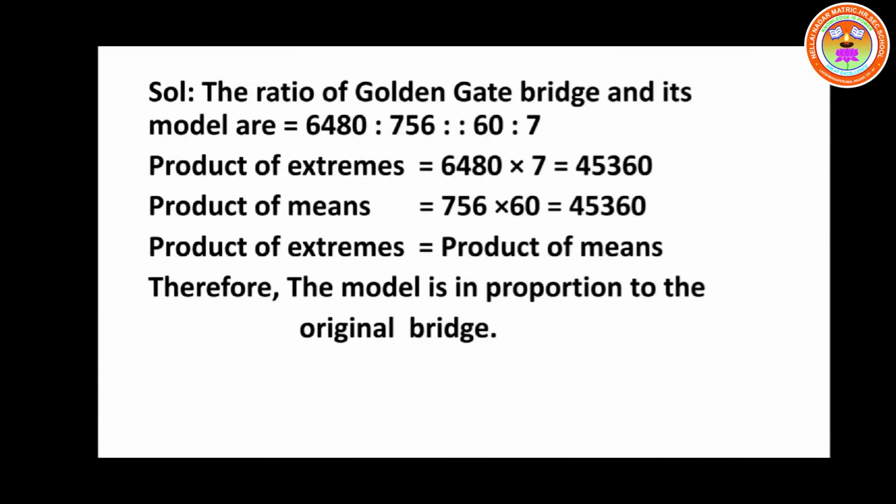Solution. The ratio of the Golden Gate Bridge and its model is 6480 is to 756 as 60 is to 7. So what are the extreme terms? 6480 and 7 are the extreme terms. 756 and 60 are the mean terms. So product of extremes equals 6480 into 7, which is equal to 45,360. Product of the means equals 756 into 60, equal to 45,360. So now both the answers are equal.